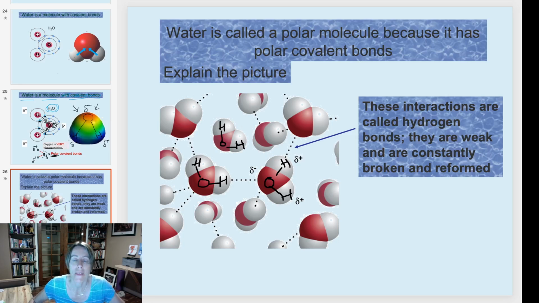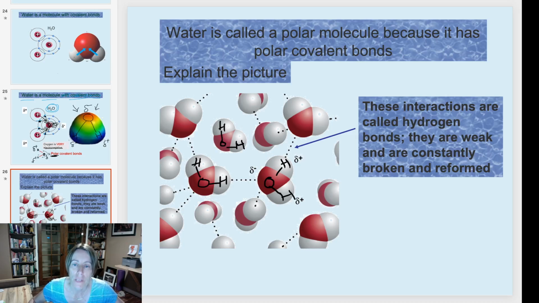And then you can also see on here that down here they have labeled the partial charges. So this one's a little negative and partial positive over here, which is always going to be the case. The oxygen atoms in water are always going to be a little bit negative, and the hydrogens are always going to be a little bit positive.